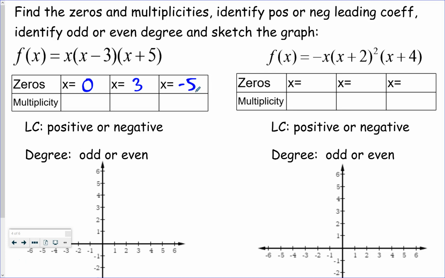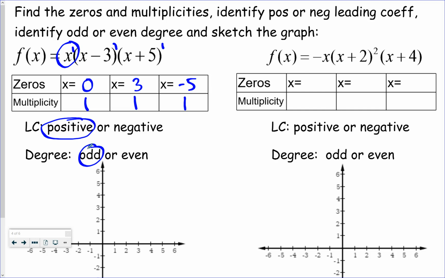Each of their little exponents. And now they're not written, but what do they all have? They all have a little 1 right there. So they all have a multiplicity of 1. Okay? Alright, leading coefficient. That's still the first piece right here. It is positive. It's a 1. Yep, it's positive 1. Okay. Degree. Add up your multiplicities. What is 1 plus 1 plus 1? 3. So your degree is 3, which is an odd number. Add up your multiplicities.